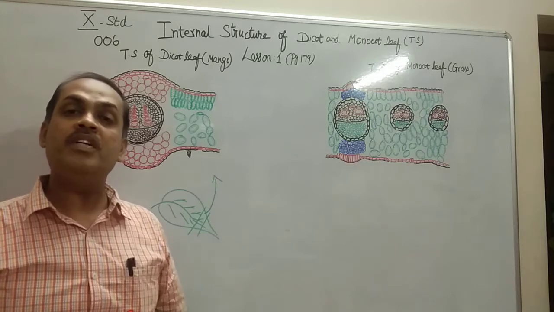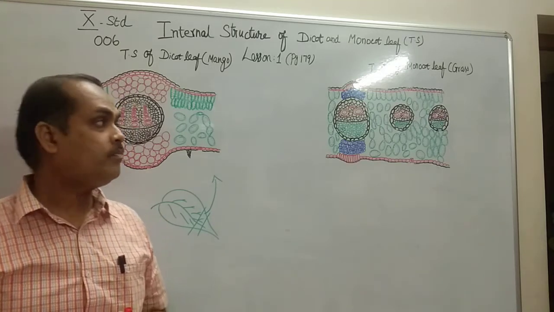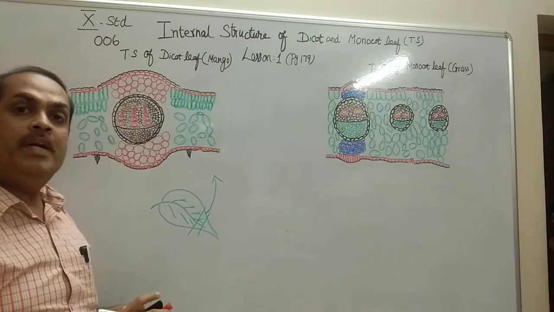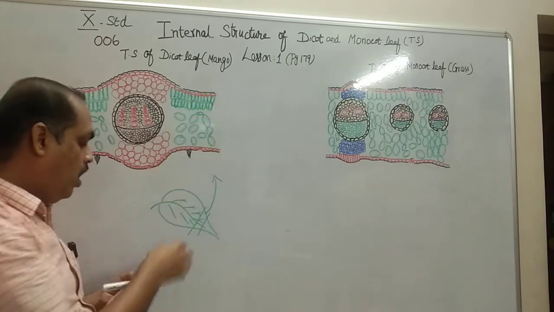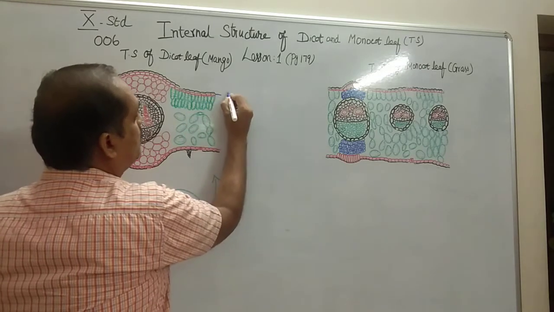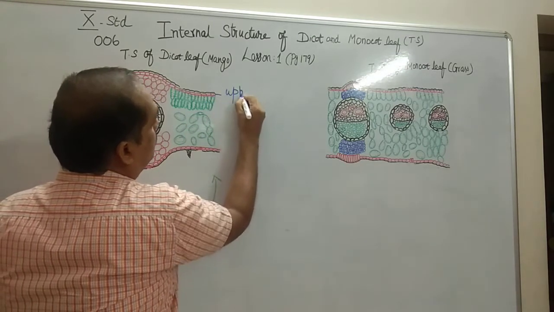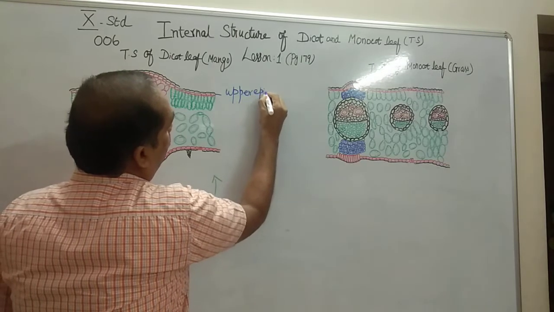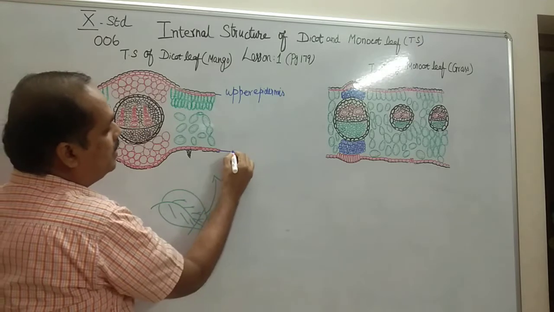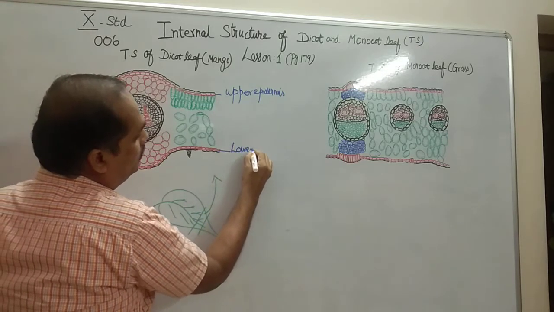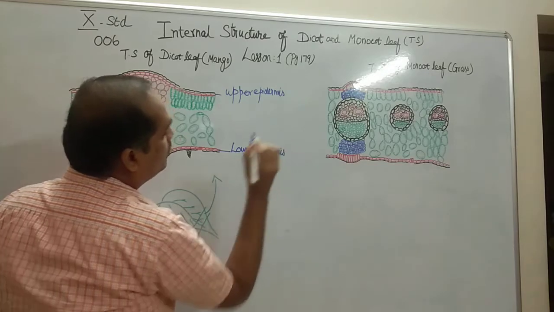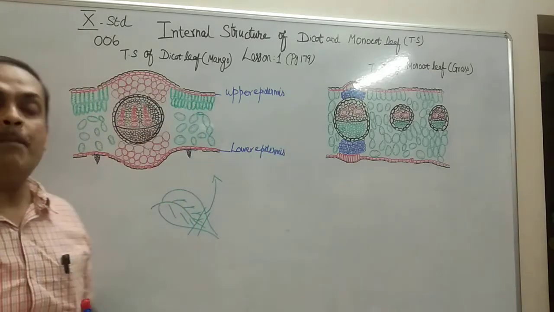The example given in the textbook is mango. Now, dicot leaf consists of two epidermis, upper epidermis and lower epidermis. This is upper epidermis. And this one is the lower epidermis. First, we will see the upper epidermis.